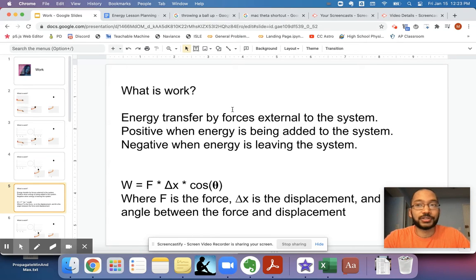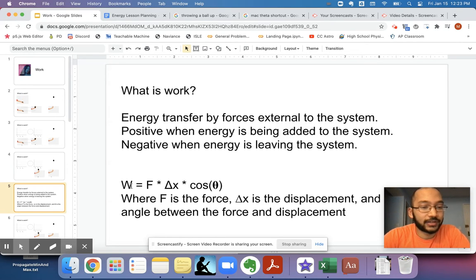It's positive when energy is being added, and it's negative when energy is leaving the system. The equation for it is this, and I'll try to motivate that in just a moment. So W, the work done by a specific force, is equal to that force times the displacement times cosine of theta, where theta is the angle between them. We'll look at that in more detail.